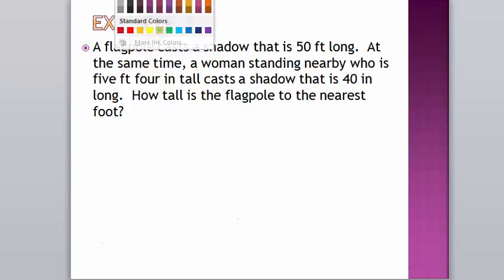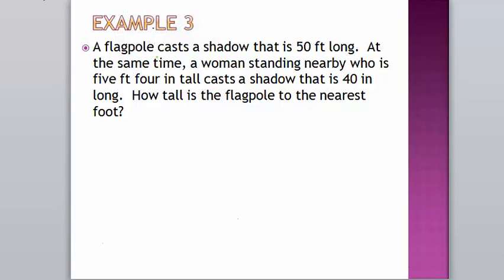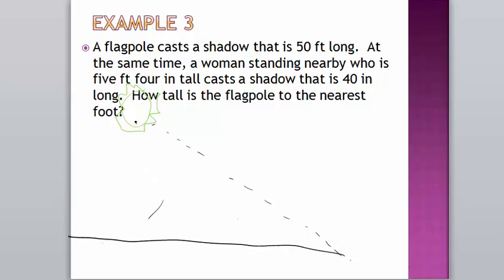So, let me change colors. We got the pretty sun up here shining down. Oh, why is my sun green? Because I've never seen a green sun. Alright. Sun is casting its rays down to earth. There we go. Here's the ground. Let's pretend it's flat. Here's my flagpole. And here's my woman.